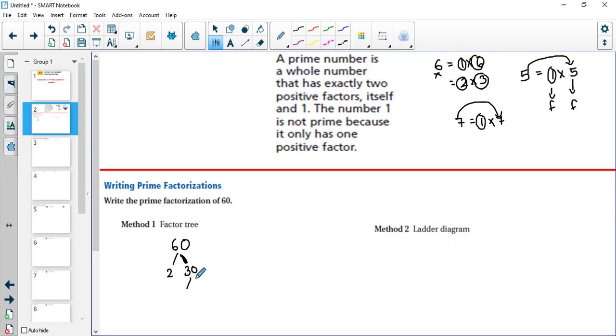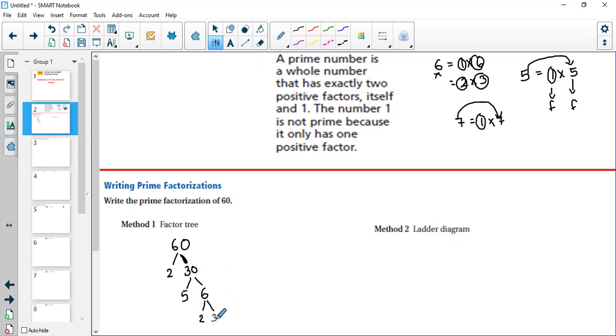So 30 can again be divided into two parts as 5 and 6, or 2 and 15, or 3 and 10. It's totally up to you. I am choosing 5 and 6. Now again check. Is 5 a prime number? Yes, it is a prime number. So I do not do anything for 5. Rather, 6 is not a prime number. I'm dividing 6 again into two parts. So what gives me 6?